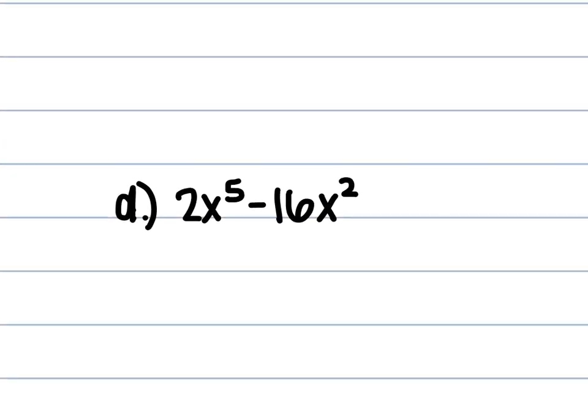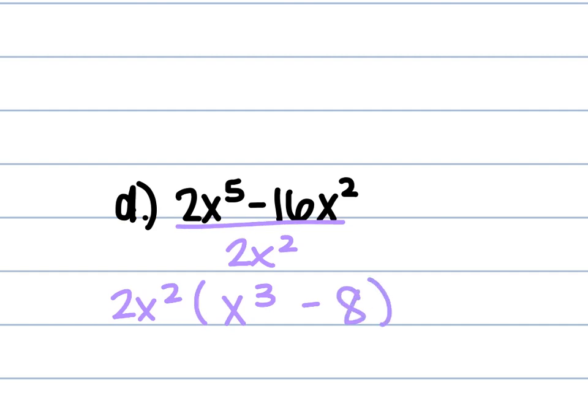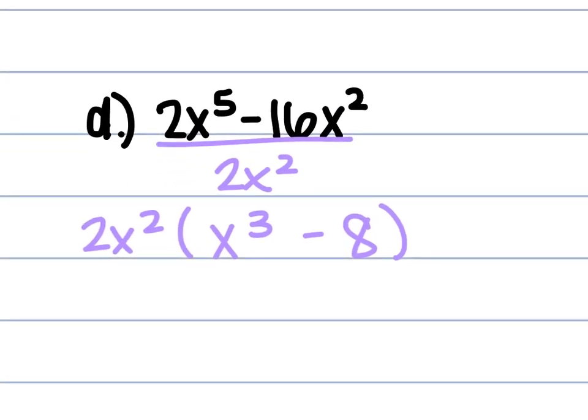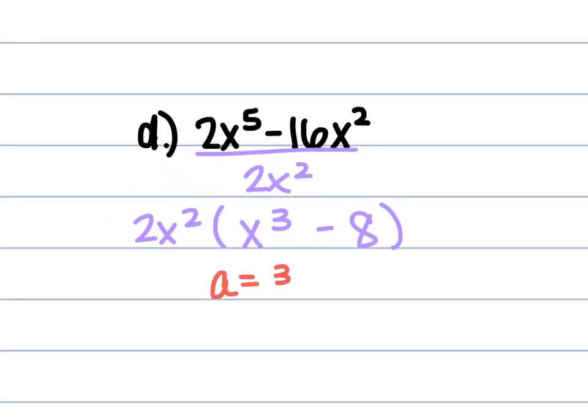For D, we have 2x to the 5th power minus 16x squared. Now look at both of these terms. They both contain an x squared, and they're both divisible by 2. So we're first going to divide out a 2x squared before we do anything else. So 2x squared times, what's left over when you divide out that 2x squared? X cubed minus 8. So again, you can take the cube root of that x cubed, you can take the cube root of that 8. So a is the cube root of x cubed, which is x, and b is the cube root of 8, which is 2.